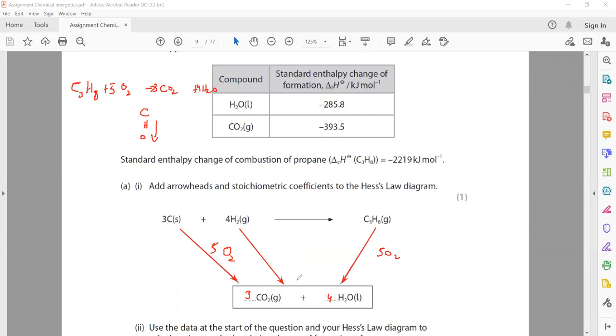Then how many moles of water are formed here? You can see 4 moles of water are formed. So this will be 4 times the formation of water in a liquid state, so 4 multiplied by minus 285.8. And we produce 3 moles of carbon dioxide, so this should be 3 multiplied by minus 393.5. And when we burn 1 mole of propane, the total energy will be minus 2219.